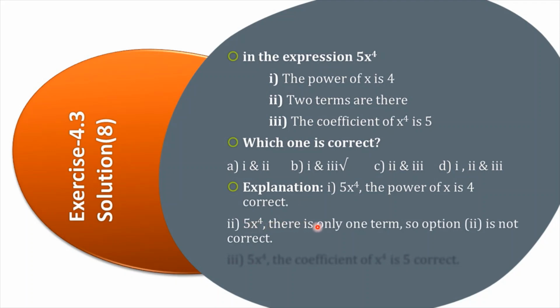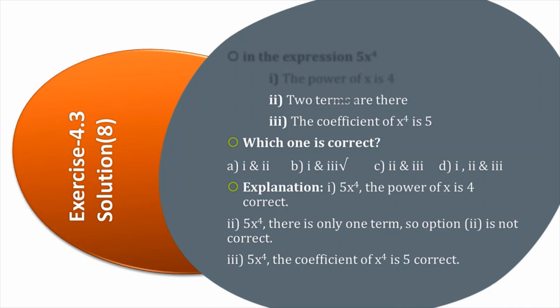In 5x to the power 4, there is only one term. So option 2 is not correct, because it says two terms are there. As you can see, my dear, there is one term only in here, 5x to the power 4. So that is not correct. And number 3, in 5x to the power 4, the coefficient of x to the power 4 is 5. That is correct because 5 is multiplied with the variable x.